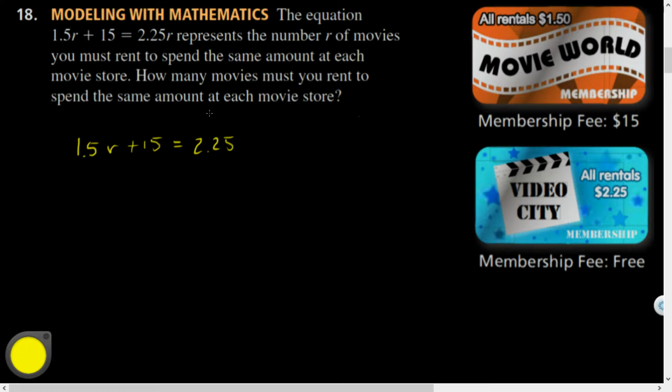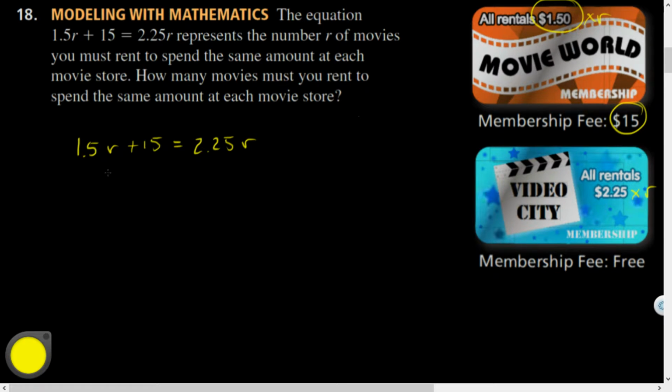So notice that the amount you spend here would be your $15 plus $1.50 times the number of rentals. And for this one, there's no membership fee, but you have to multiply the price per rental times the number of rentals. They set those two things equal to each other. Oh, I'm missing an r there. We're interested in when they will be the same. When is Movie World and Video City going to charge me the same amount for the same number of movies?